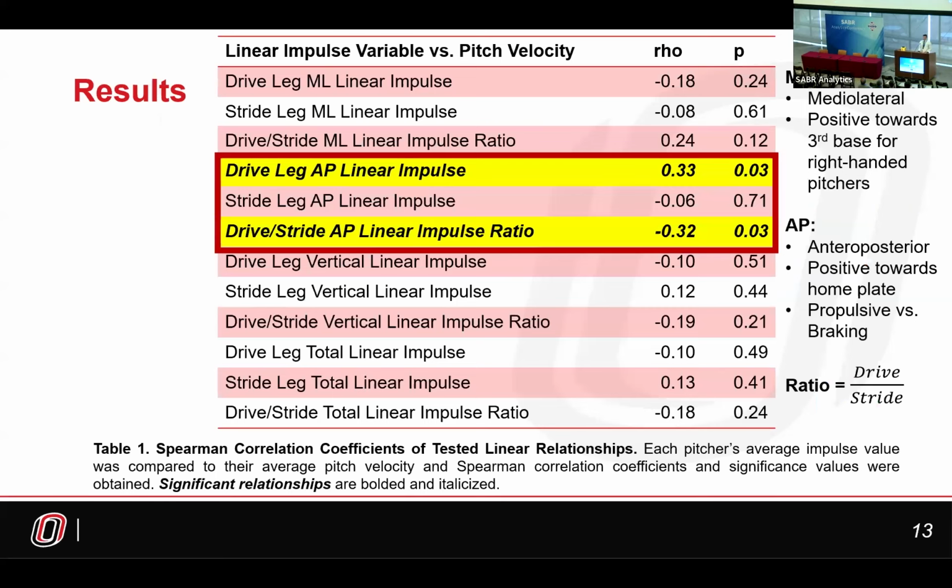Here is our table of results for the linear impulse variables. I know there's kind of a lot of numbers up there, but the main 2 that were significant were the drive leg AP linear impulse, so drive leg impulse towards home plate, which I'll refer to as drive leg propulsive impulse, and then the drive to stride AP linear impulse ratio, so the amount of the drive leg divided by the stride leg impulse in that same direction. Also important to notice is that the stride leg AP linear impulse is not significant on its own, and I will discuss the importance of that later.